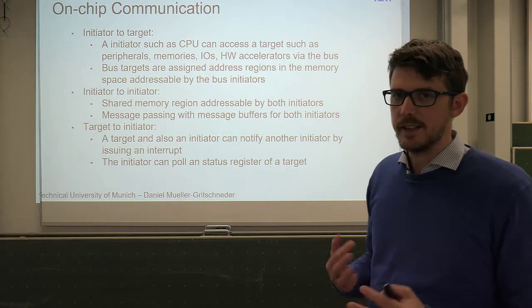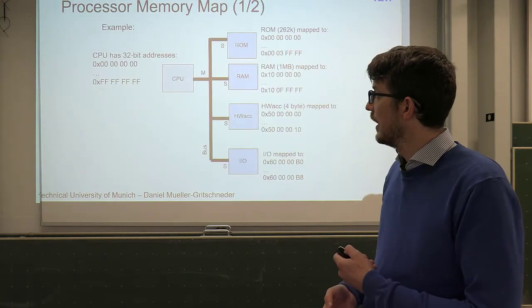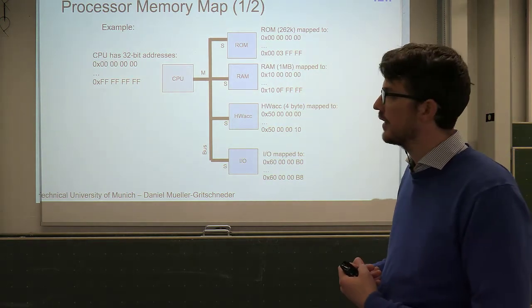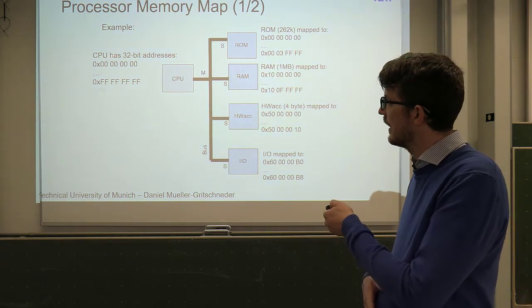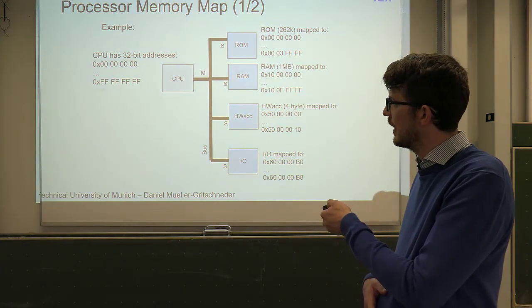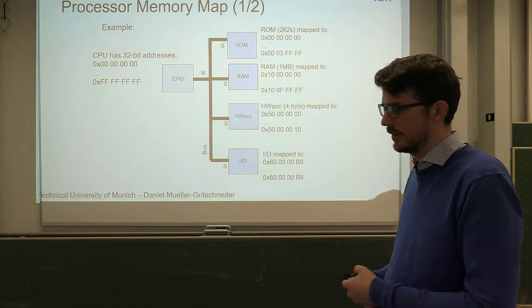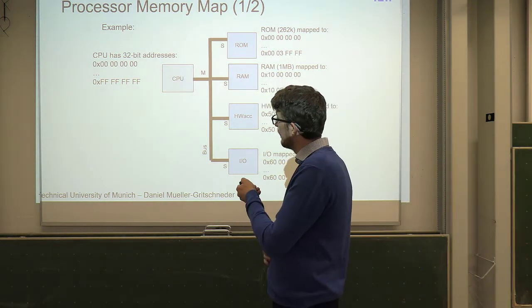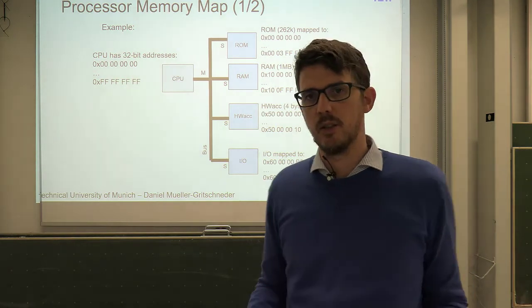Okay, but the classical one is initiator to target, and we have a closer look at this one. So for example, say the initiator is a processor, for example a RISC-V processor, which has 32-bit wide addresses. Then the processor can address from the 0 address up to the FFFFFFFF address, and each address it can write, right? So we have an addressable space of addresses we can use.